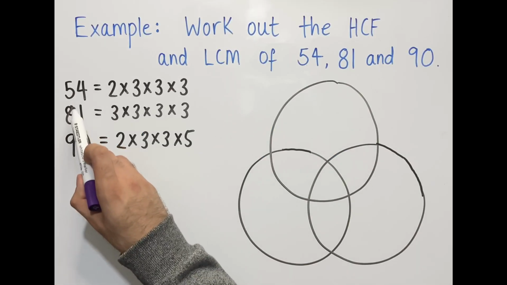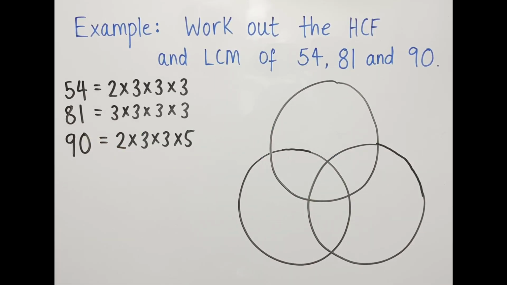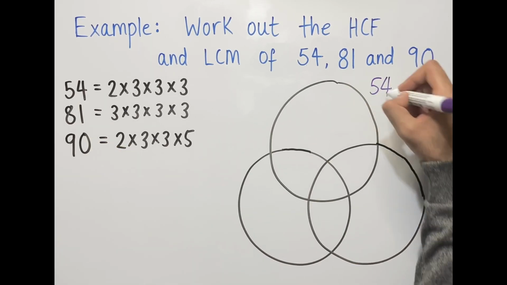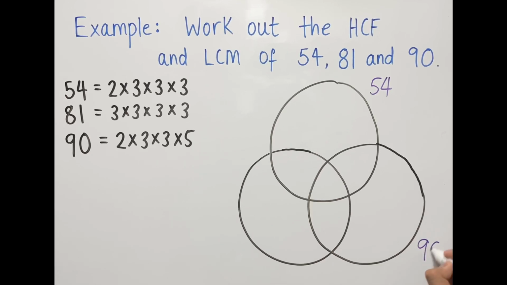We've written each of these numbers as a product of their prime factors, and so we can use a similar method to what we use to work out the highest common factor and lowest common multiple of two numbers by using a Venn diagram. But we've got three circles this time since we're looking at three different numbers. I'm going to label this circle as 54, this circle as 90, and this circle as 81.